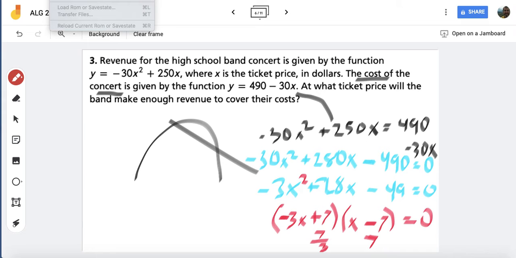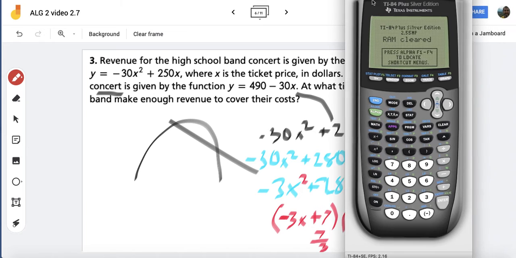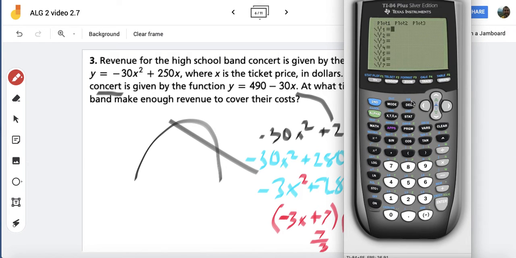The faster way, because they didn't say what method we had to use, I'm just going to use my graphing calculator and type in negative 30x squared plus 250x. And in my other equation, I'll have 490 minus 30x.